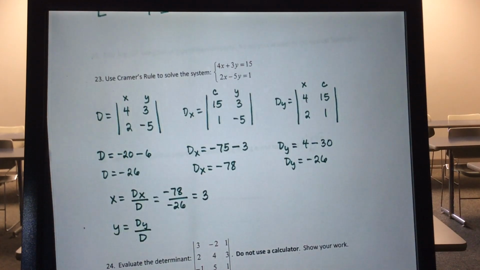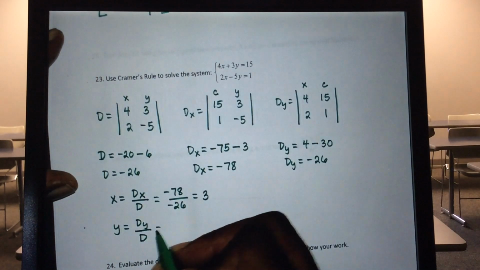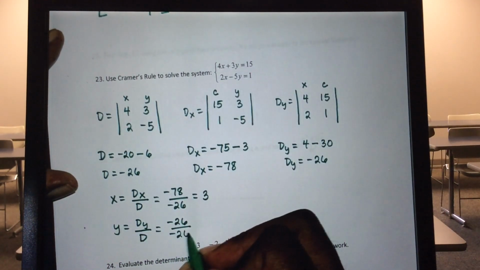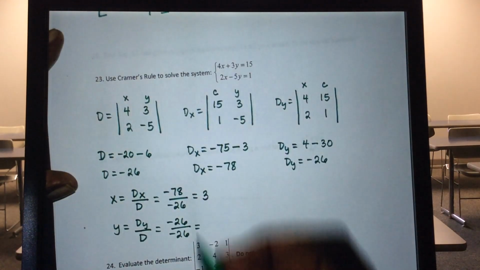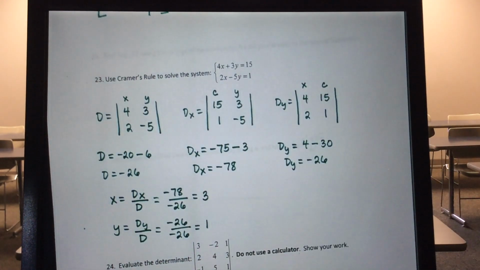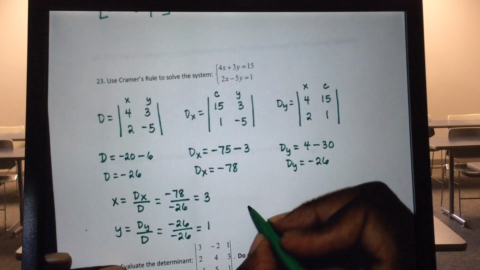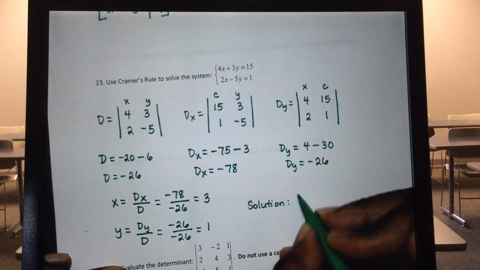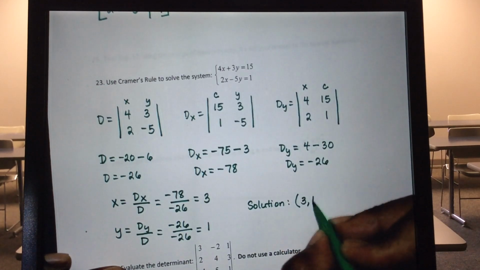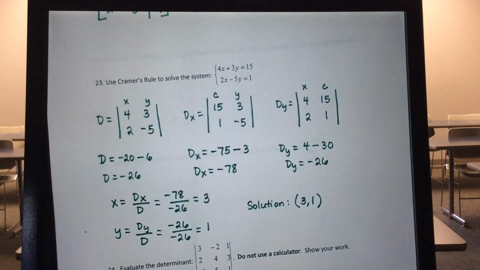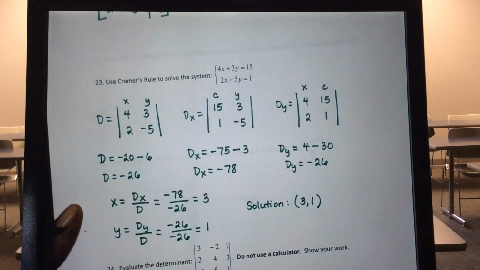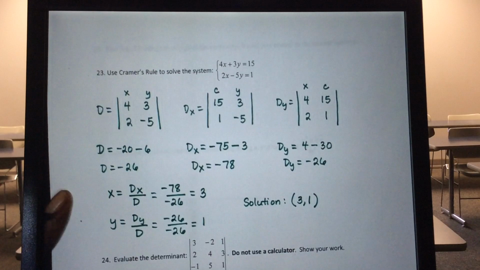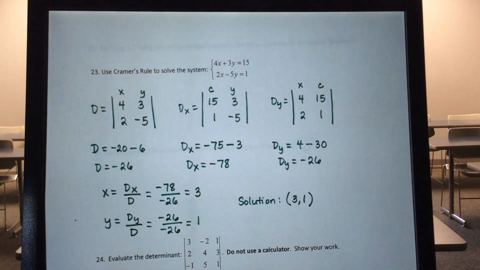D sub y, for the y, D sub y is negative 26. D is still negative 26. Negative 26 divided by negative 26 will be 1. So y will be equal to 1. So the ordered pair for this system of equations is 3, 1. Okay? So that's how we use Cramer's rule to solve this system of linear equations.